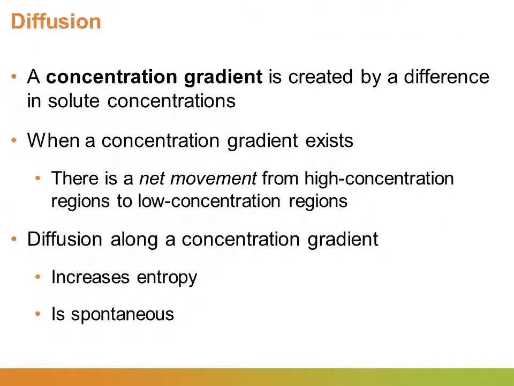Diffusion is the spontaneous movement of molecules from a high concentration to a low concentration moving across a membrane. So, in other words, molecules move with the concentration gradient, going from a high concentration to a low. When a concentration gradient exists, there is a net movement of molecules from that high concentration to a low. This movement is spontaneous, it increases entropy, and it does not require energy. And I hope you remember what entropy is. Entropy is disorder.